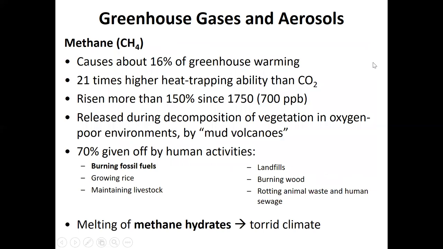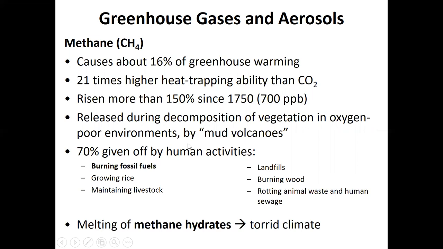Methane causes about 16% of greenhouse warming. It's 21 times more powerful at trapping heat than CO2. It has risen more than 150% since 1750 to 700 parts per billion. It's released during the decomposition of vegetation in oxygen-poor environments, such as mud volcanoes. But methane is also natural gas. So whenever we pump natural gas out of the earth and it leaks, that adds methane to the atmosphere, which adds to the greenhouse warming.